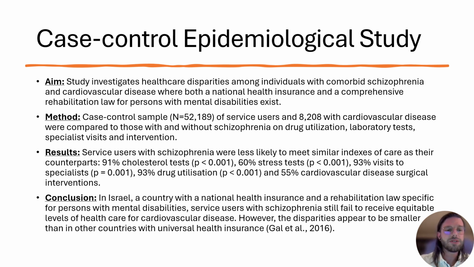Based off the results, in countries like Israel, with national health insurance and rehabilitation laws specific for persons with mental disabilities, service users with schizophrenia still failed to receive equitable levels of health care for cardiovascular disease. However, these disparities appear to be smaller than in other countries with universal health insurance.